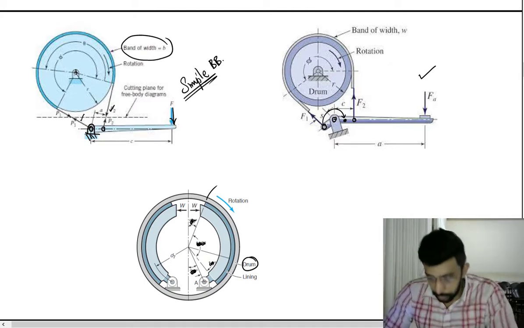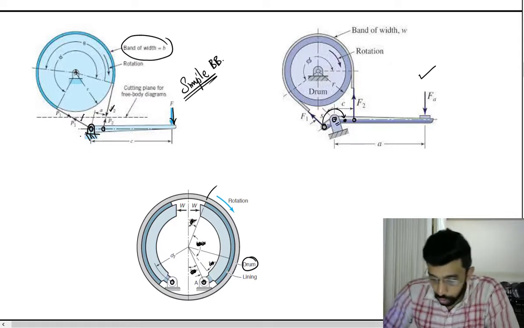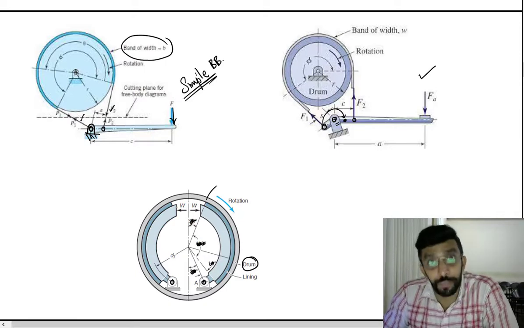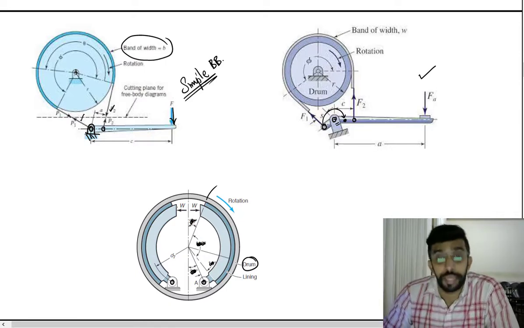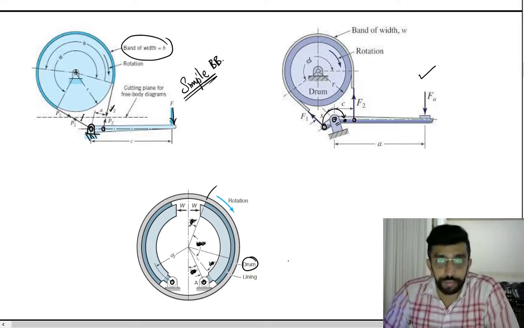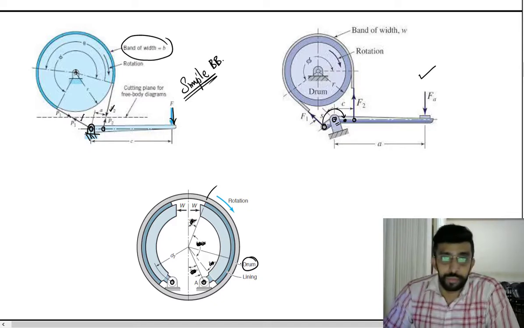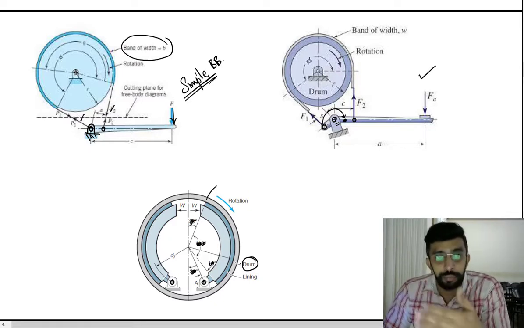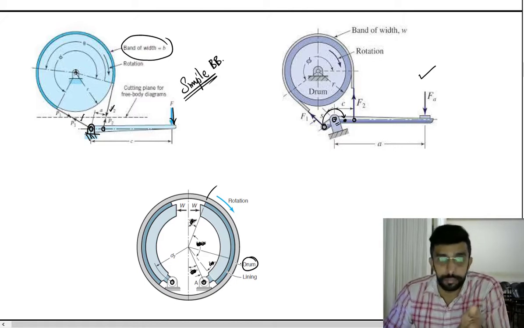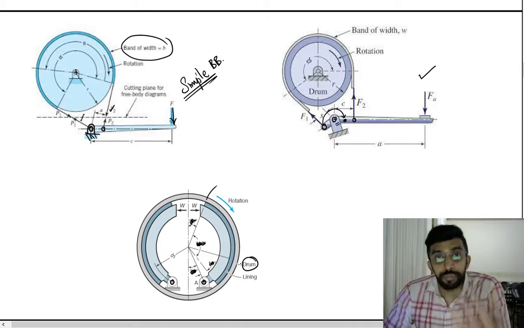It is internally expanding. We have a pivot here. These are the pivots. With respect to these pivots, this brake is going to rub internally in the brake drum and thereby offers the braking. The braking element is the lining. So whenever there is a large amount of friction or wear and tear, we have to change the brake lining. The brake lining is the member that offers a large amount of friction.